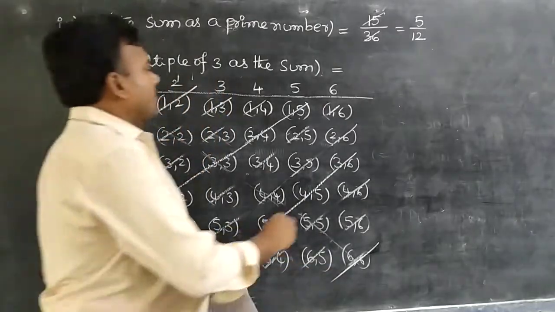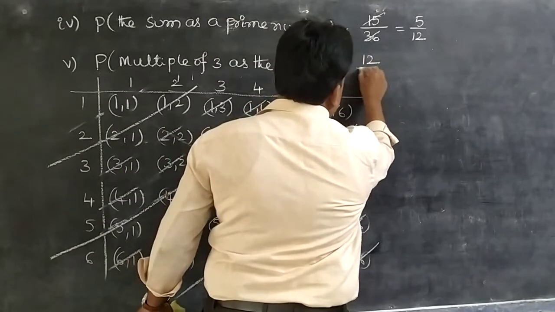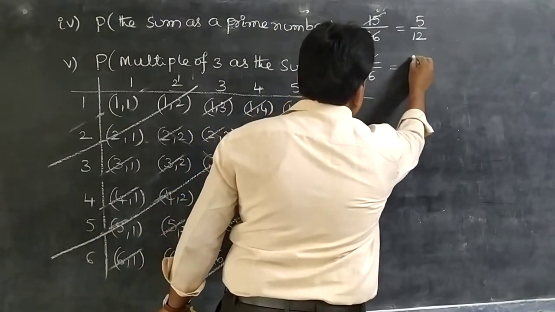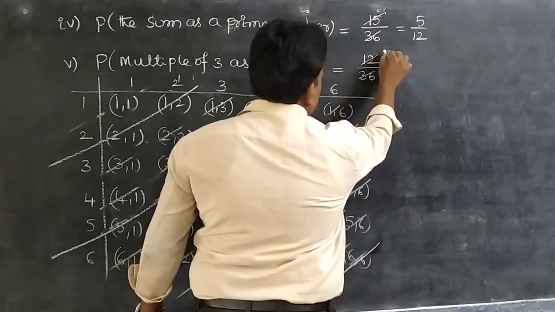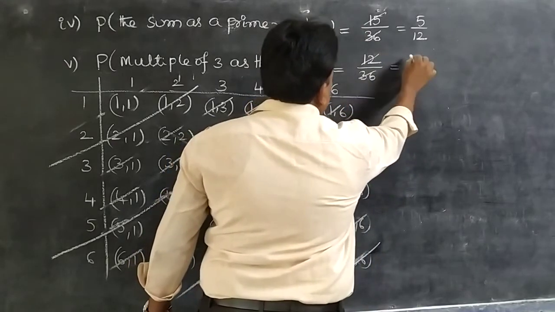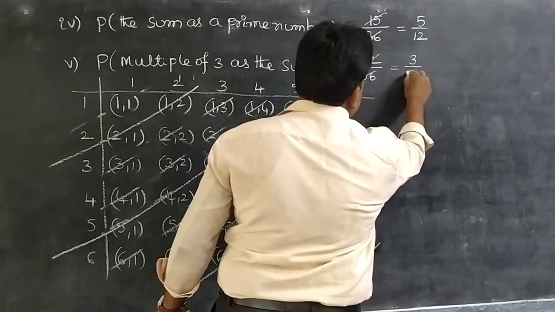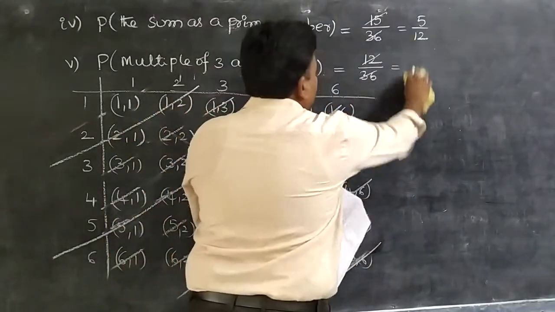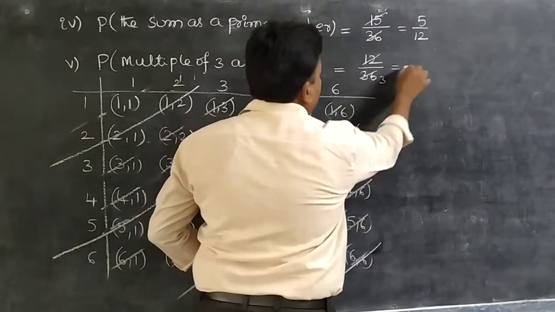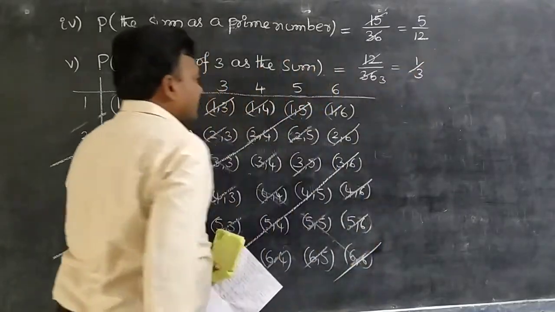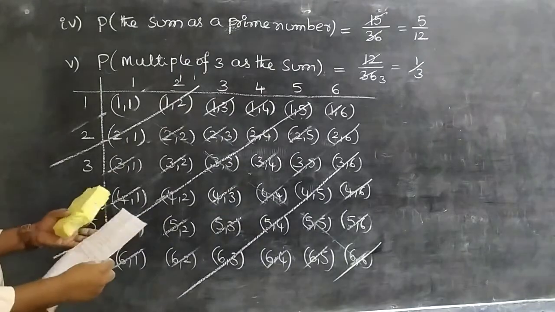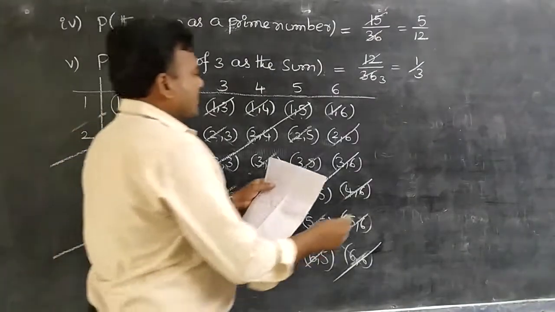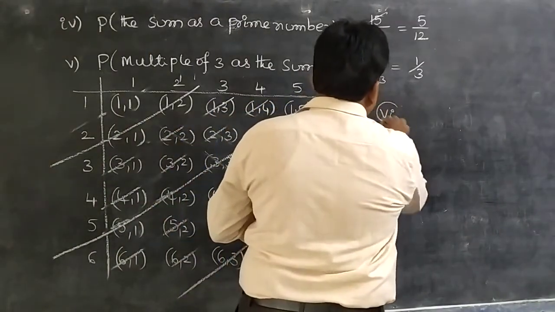So favorable outcomes equal 12. Total number of outcomes equal 36. Cancel: 3 fours are 12, 3 twelves are 36. Or directly you can take 12 by 36, which gives 1 by 3 as the solution. Okay, next one. Finally, the multiple of 2 and 3 problem, students. Observe carefully.